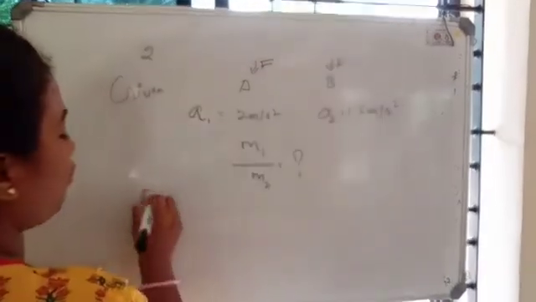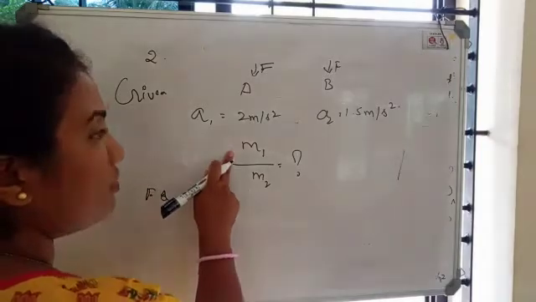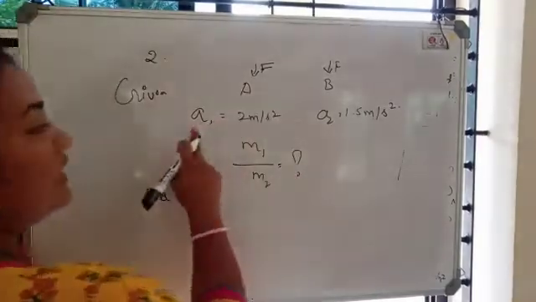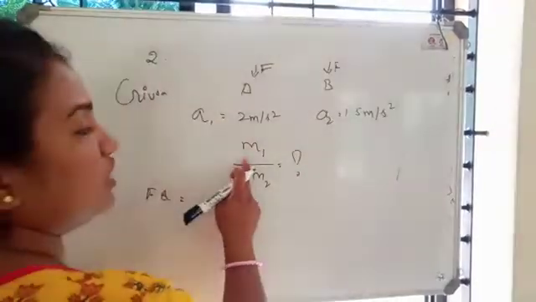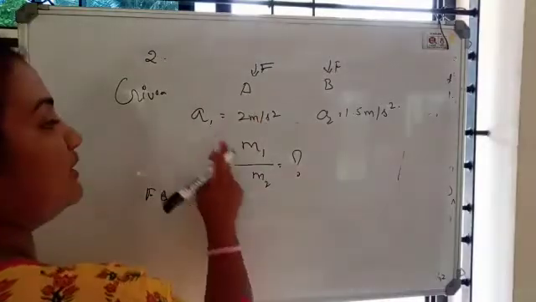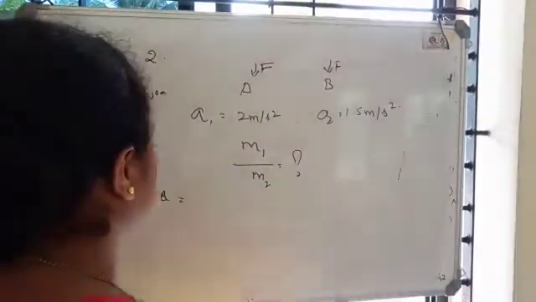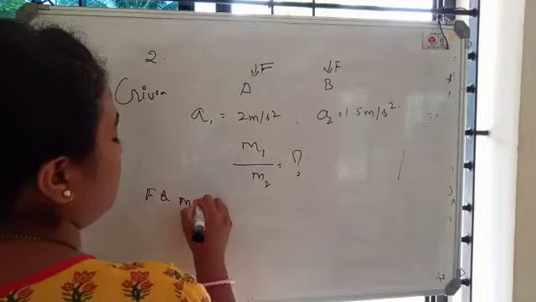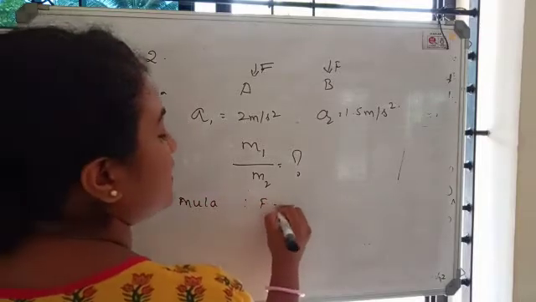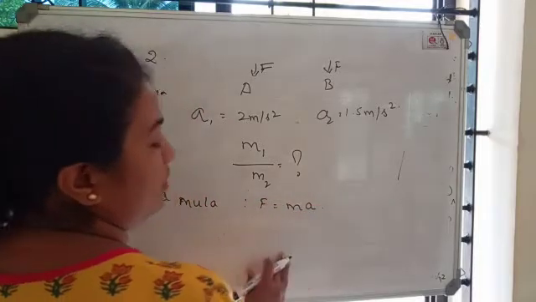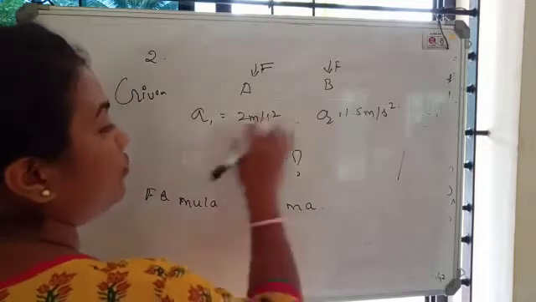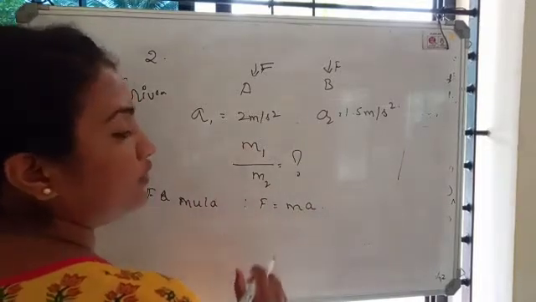Next you have to go for the formula section. To find out the mass, force is given, acceleration is given, and one more term associated is mass. Force, acceleration and mass. Which formula is suitable here? Yes, of course, it is F is equal to ma. You can try this formula to find out the ratios of the mass.